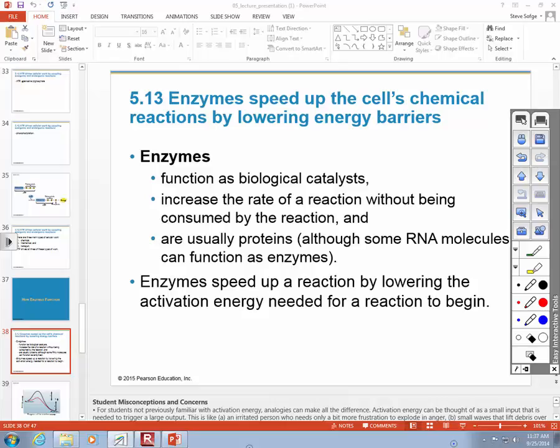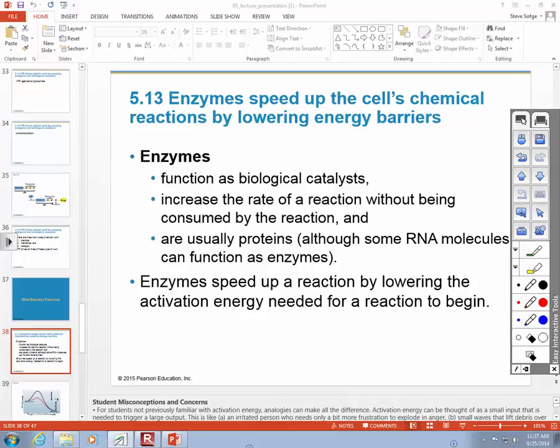X amount of heat or X amount of energy. It doesn't have to be heat. It could be electrical energy. It could be any number of different energy sources in order to get that reaction to occur. We tend to think of heat as energy. Well, it's just one type of energy. But if you have an enzyme there, you don't have to add as much heat.